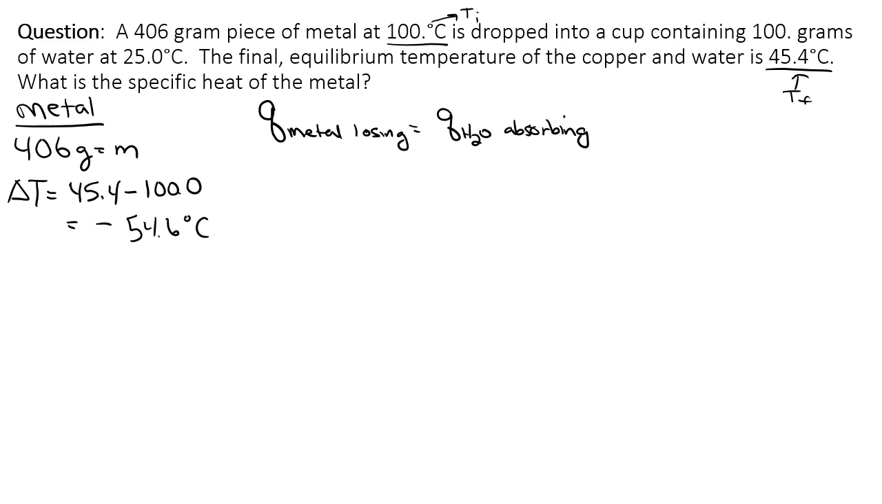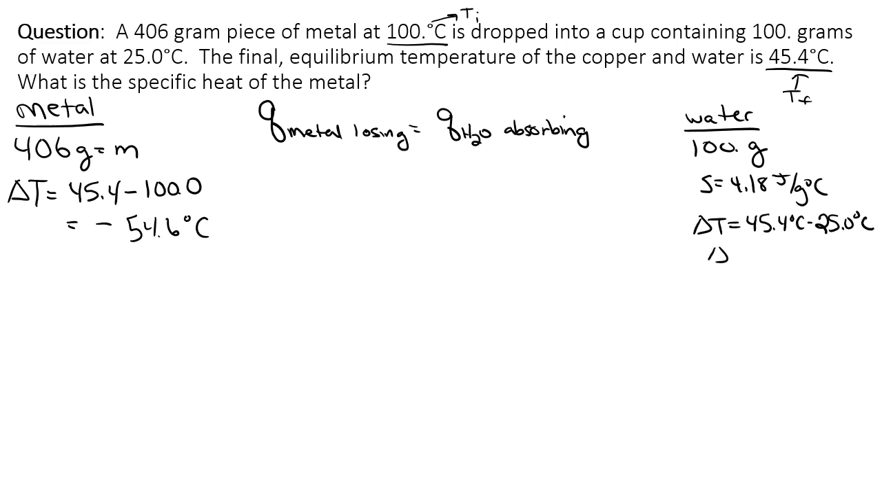For the water, we know there's 100 grams of water. We know that the specific heat of water, we can find that on the chart of specific heats in the course pack. Water is 4.18 joule per gram degrees Celsius. We can also find that the change in temperature of the water is going to be 45.4 degrees Celsius minus 25 degrees Celsius. That one's a little bit easier for me to calculate. That would be 20.4 degrees Celsius.